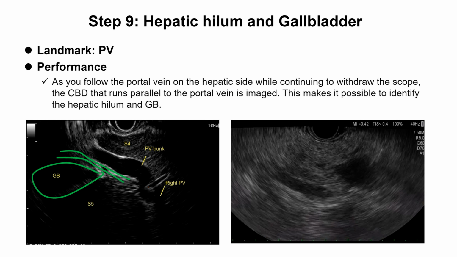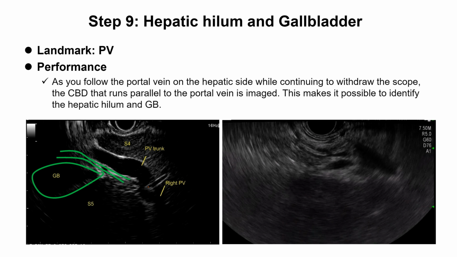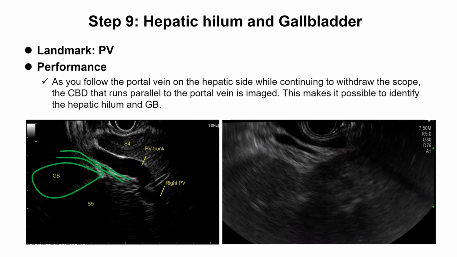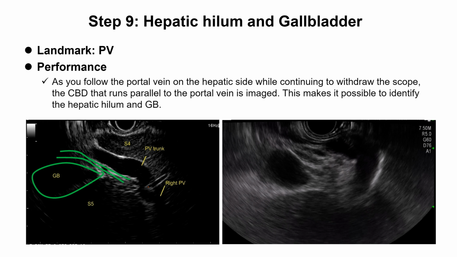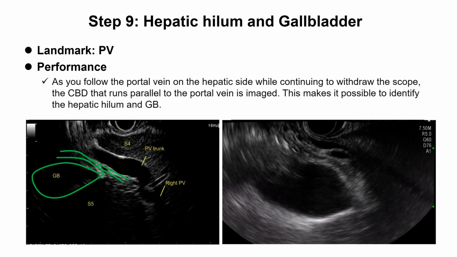The ninth step is to identify the hepatic hilum and the gallbladder. In this step, the portal vein serves as the main landmark. As we slowly withdraw the scope and follow the portal vein toward the hepatic hilum, the common bile duct appears running parallel to the portal vein. By tracing this segment of the common bile duct, we can clearly recognize the hepatic hilum and the gallbladder.